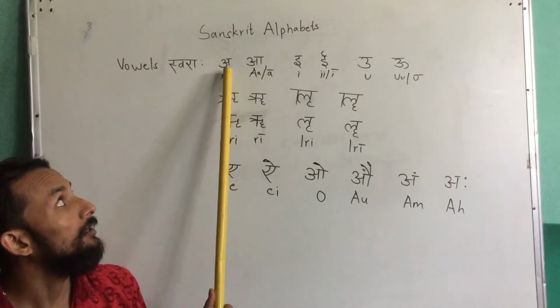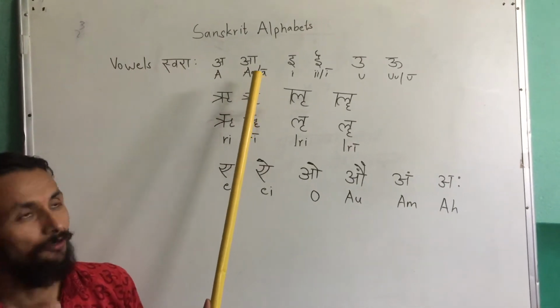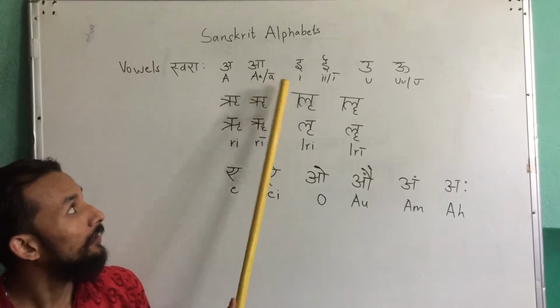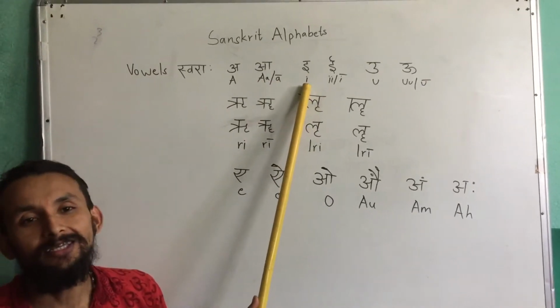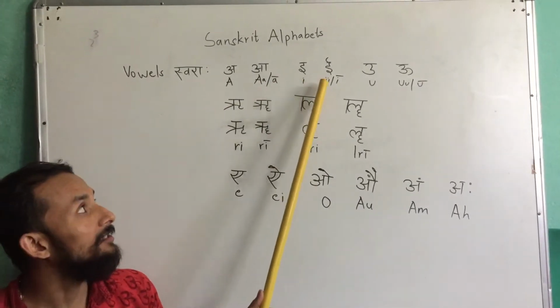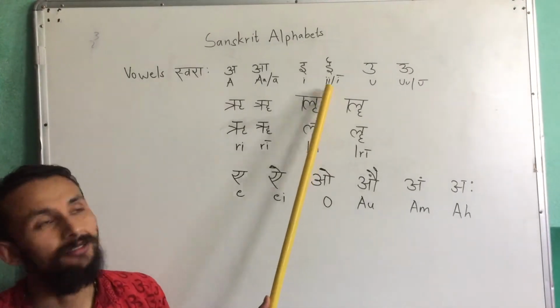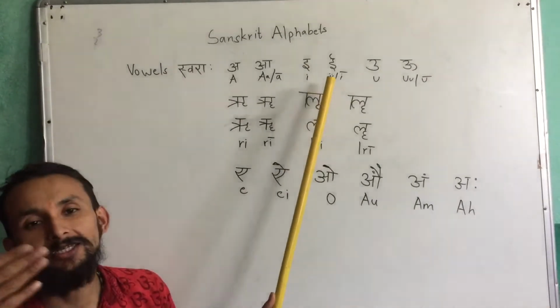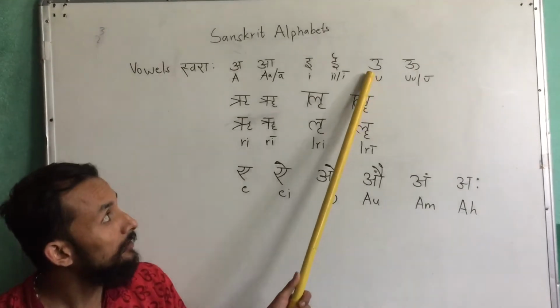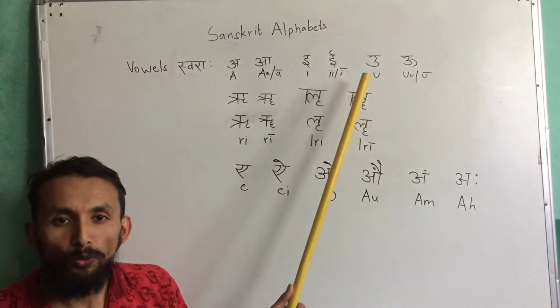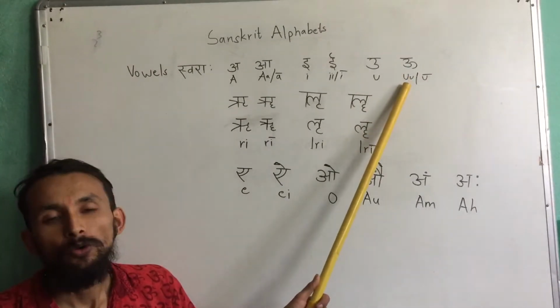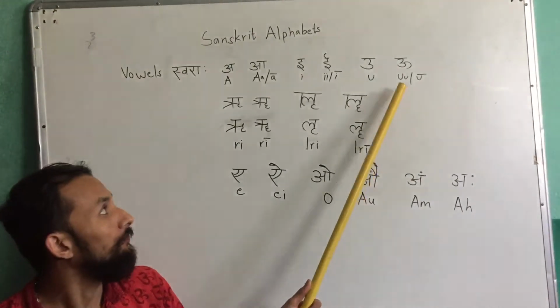This is A. Second is A. It's longer, okay? A. This one E, shorter E, and this is longer E. This is E and this is E. It's longer, and this is U, U, and this is U, longer.